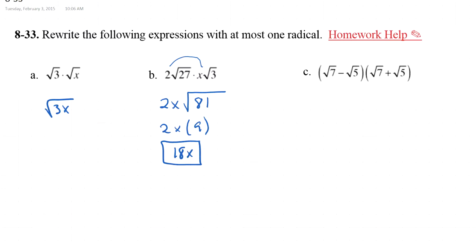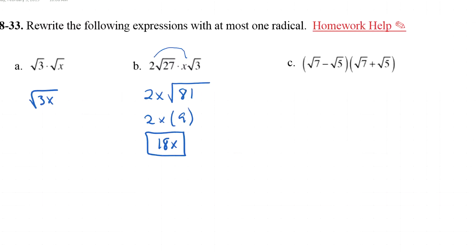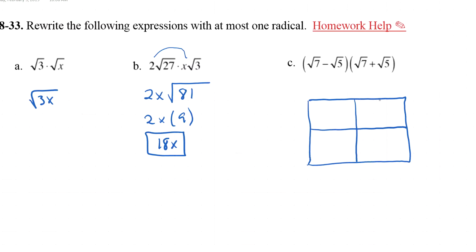Alright, so now in this problem we are multiplying these. You can do this a couple different ways. Just to be consistent with what the book's doing, we can create an area model. So we can have root 7 and then minus root 5 here, and then we can have root 7 here, and we can have root 5 along the bottom. Square root of 7 times the square root of 7 is the square root of 49, which we know is 7.